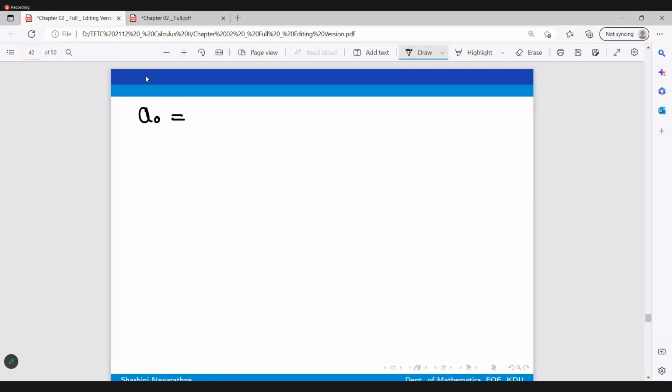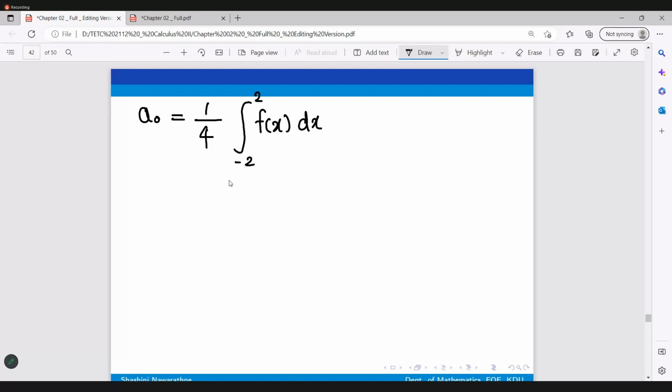Okay, tell me the expression to find a naught. Here we have already found that L is equal to 2. So then replace L by 2 and tell me the expression. A naught is 1 over 4 integration from minus 2 to 2 of f of x dx.